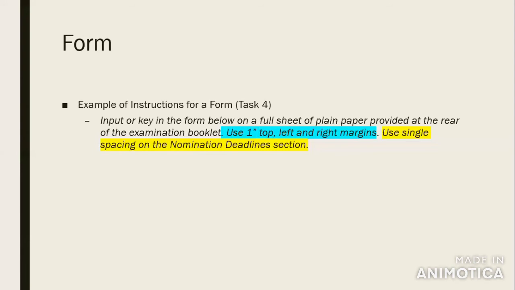Okay. The margins here are going to be 1 inch top, 1 inch left, 1 inch right. They said nothing about the bottom. But as a rule, just for safety, as a precaution, if they don't state what the margins are, you want to have at least a 1 inch margin at the bottom. And especially if top, left and right are 1 inch, try to make it uniform all around. And then they give some additional instructions for the form. Use single spacing, remember SS, single spacing, on the nomination deadline section. So once you look at the task, you'll see the nomination deadline section.